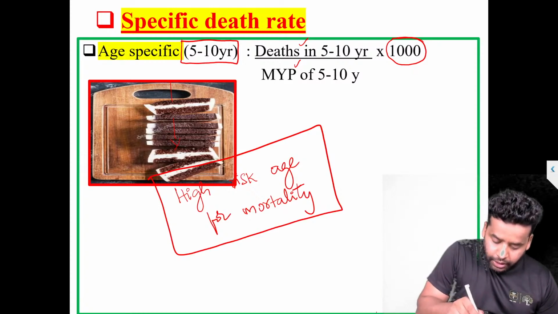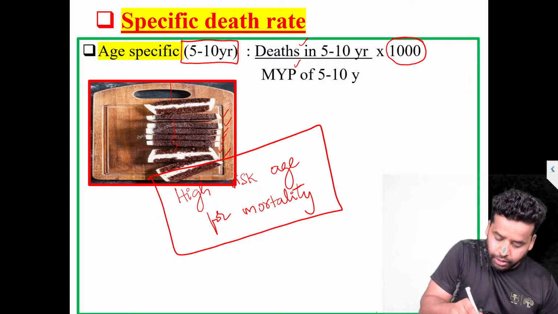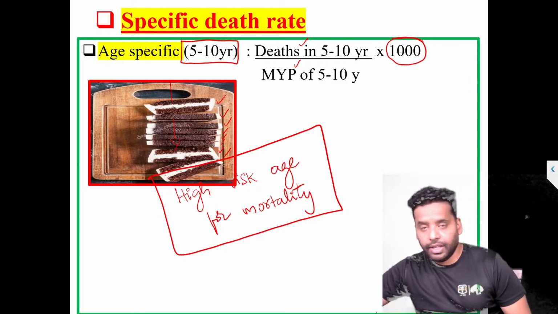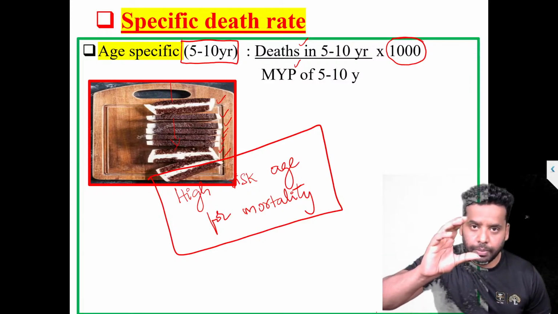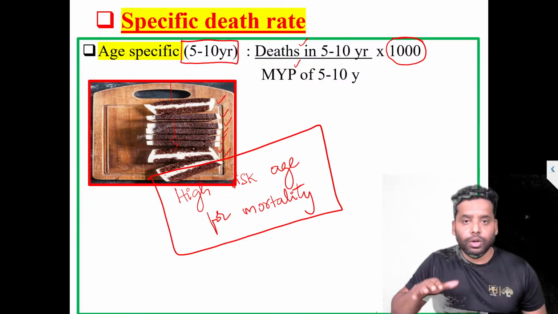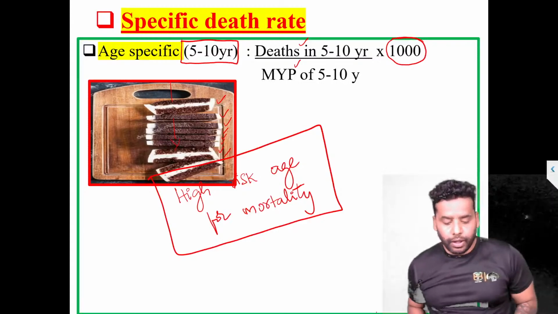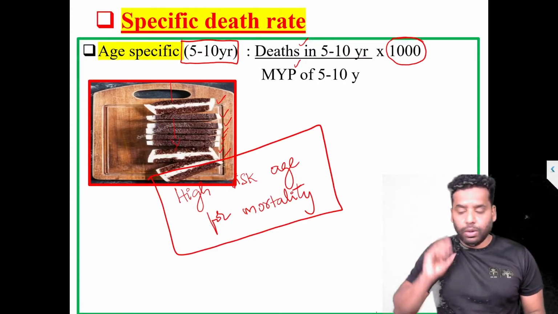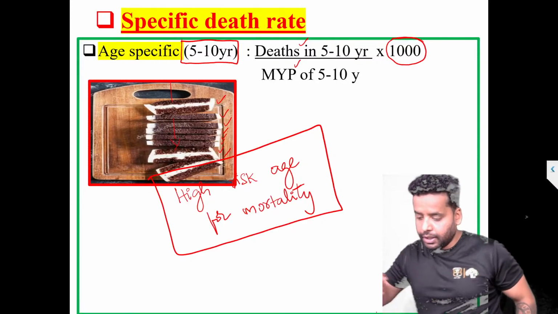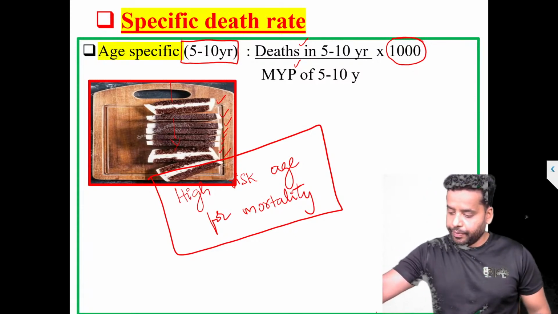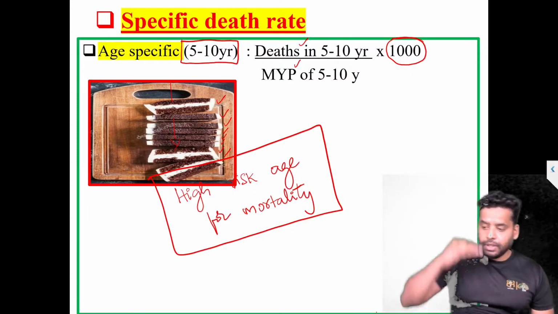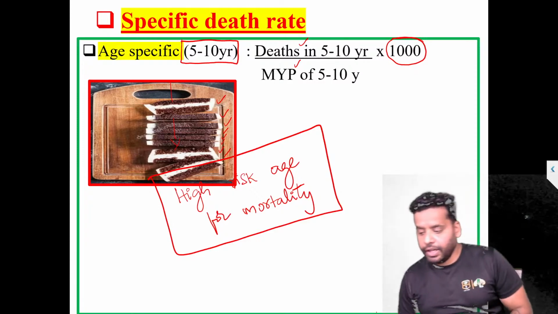The whole cake you are cutting into so many pieces. That means when you bring all the pieces of cake together, what indicator will you get? Very easy question I'm asking. If you bring all the pieces of cake together, what indicator will you get? Crude death rate. Yes, very good. Crude death rate you will get. That means there are so many pieces, age wise you are cutting.